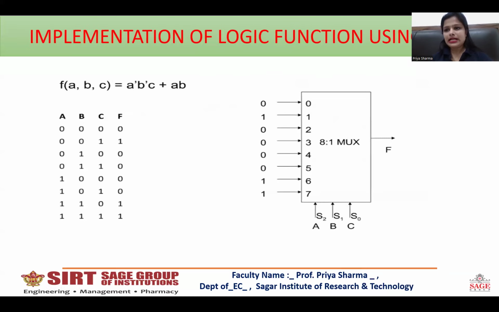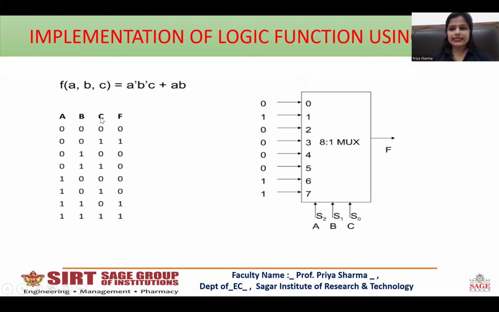Now, questions can be asked in the exams about implementing logic functions using the multiplexer. So, let me explain how they can be solved. Suppose we are given a function f of ABC is A bar B bar C plus AB. In this, we'll take A and B as selection lines and C as an input. Okay. So, this is the basic. If we are taking A, B and C all as selection lines, how can we expect the output, whether the output will be high or low, and what the case is?